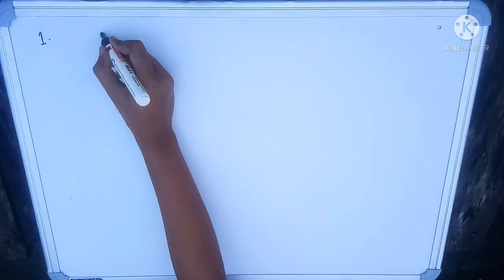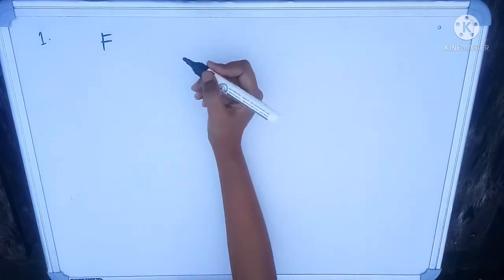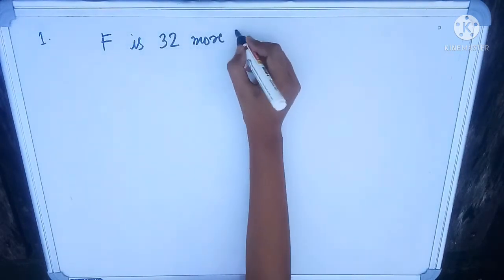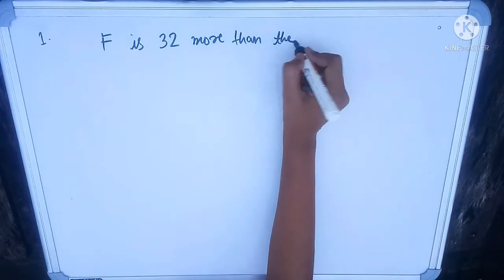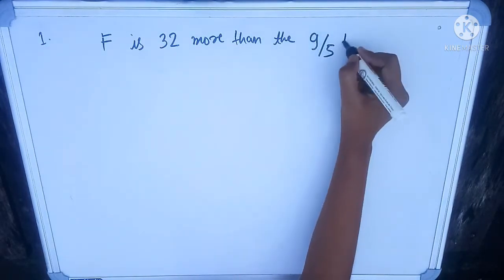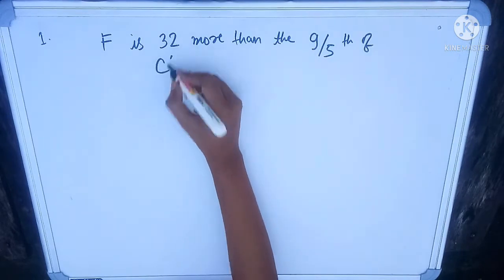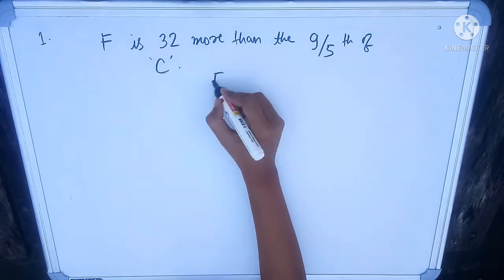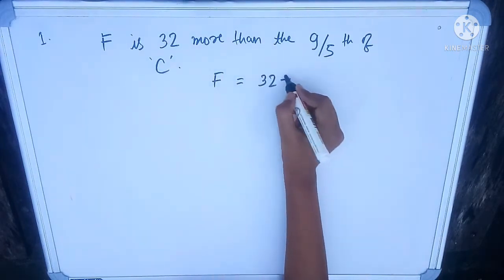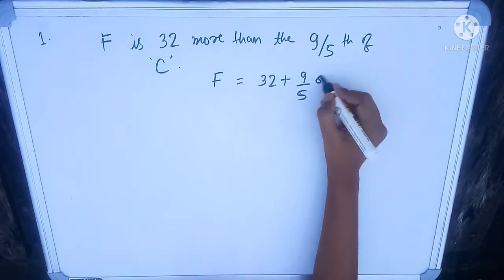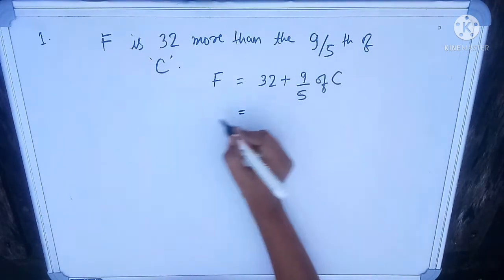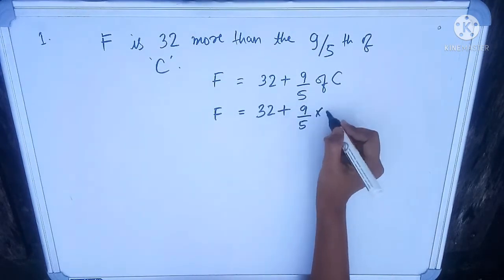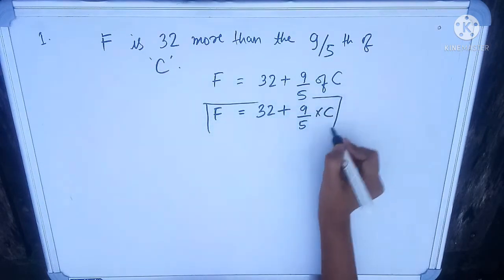It is given that the Fahrenheit temperature, which is denoted by F, is 32 more than 9/5 of the centigrade temperature, which is denoted by C here. So this line we have to frame into a formula. We can write it as F equals 32 plus 9 divided by 5 of C. And in the next step we can convert this "of" into multiplication: 9/5 multiplied by C. So this is the required formula.